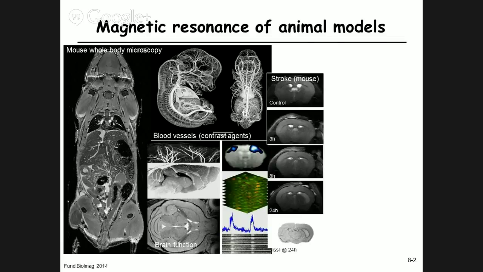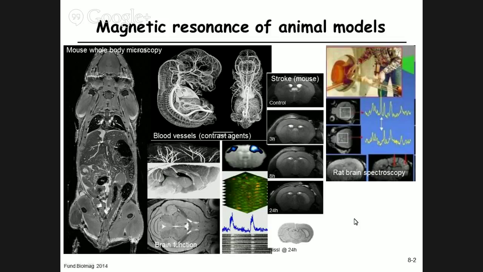Here's an example of a stroke study in a mouse. This is the control situation, 3 hours after stroke, 8 hours and 24 hours, and one starts to see a lesion build up in the image that corresponds to here in this Nissl stain taken at the same time. And the Nissl stain is a way to measure death of neurons. And we're also going to talk about this in this semester, that's linked to MR, it's spectroscopy, it's the way to read out biochemical information in vivo.